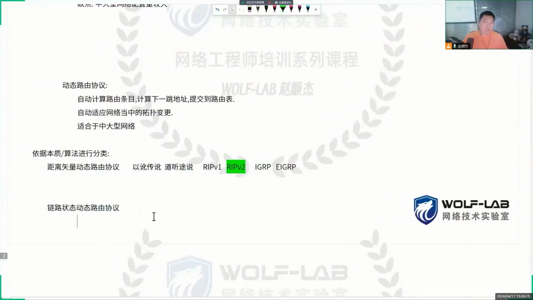So, this is how link state protocols work. Link state routing protocols are known as MAP protocols. MAP protocol, what does MAP mean? The representatives are OSPF and IS-IS. Actually, both OSPF and IS-IS protocols use the same algorithm.